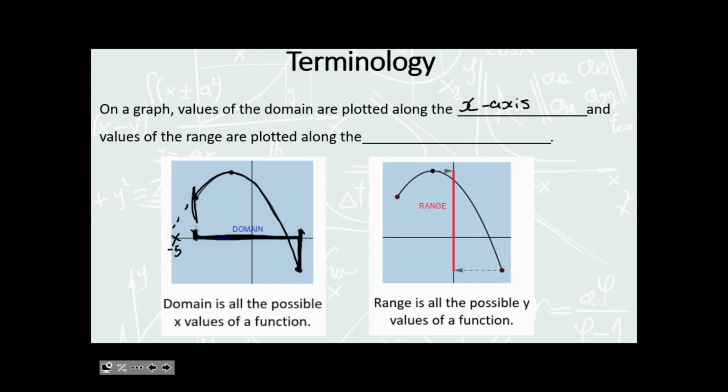The range is plotted along the y-axis. Looking at this, here's my function. This is the lowest value I could go on this graph, up to right here, which is the highest value. So my range is all of the y values within that spread.